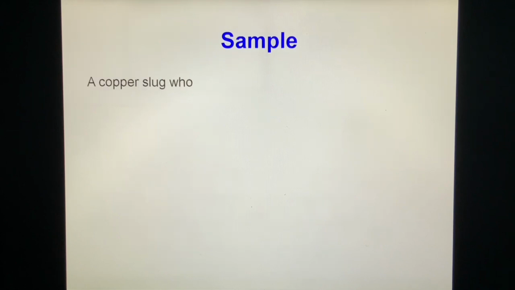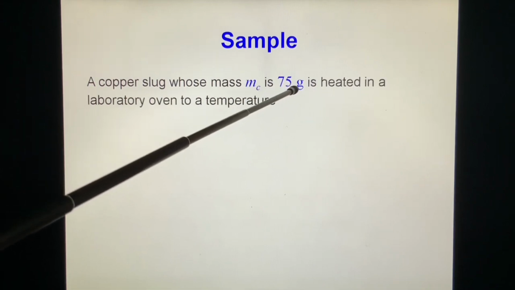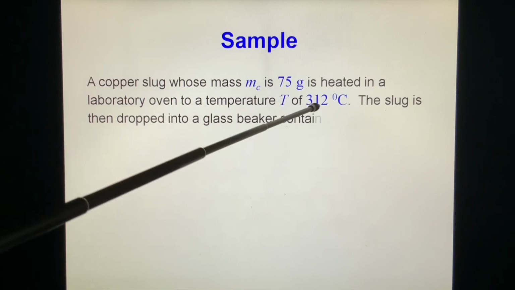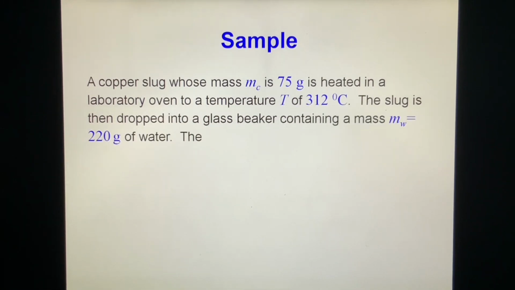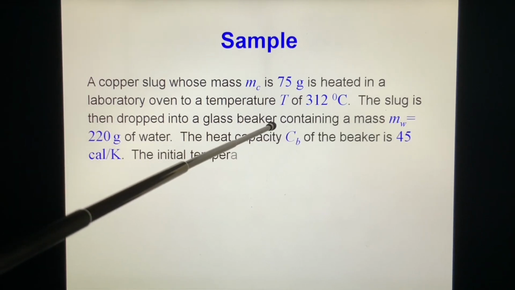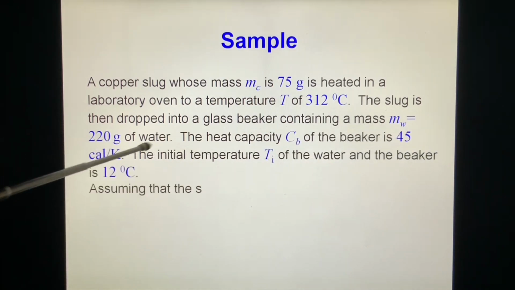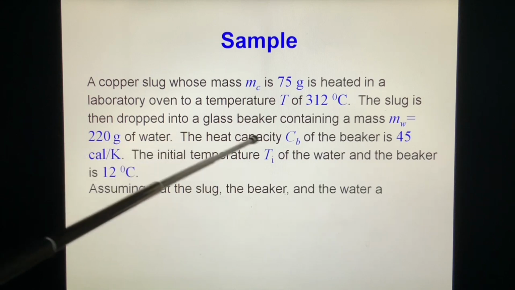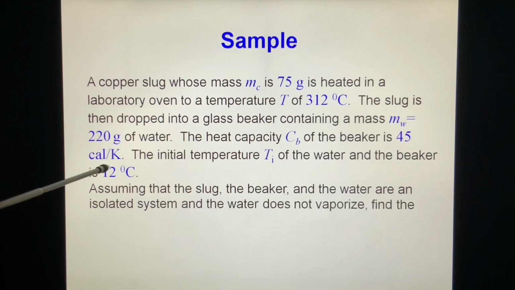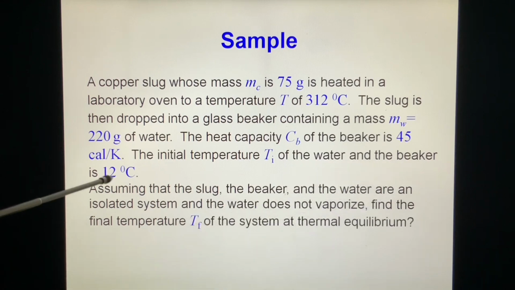Sample: a copper slug whose mass M_C is 75 grams is heated in a laboratory oven to a temperature T of 312 degrees Celsius. The slug is then dropped into a glass beaker containing a mass M_W of water, 220 grams of water. The heat capacity C_b of the beaker is 45 calories per Kelvin. The initial temperature T_i of the water and the beaker is 12 degrees Celsius.